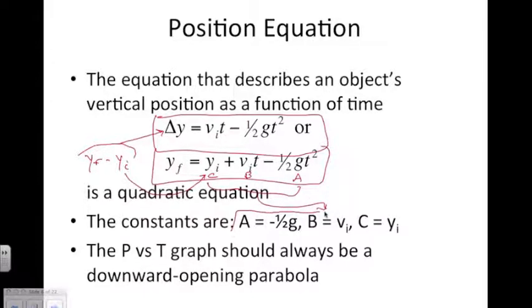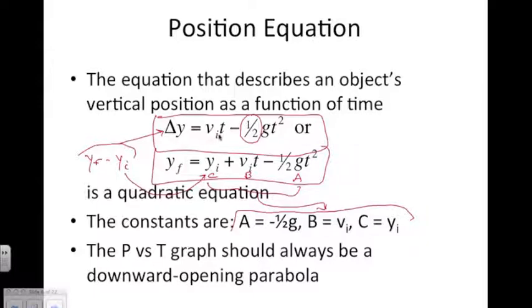Our constants, that is, sorry, the a value is going to be negative 1/2 g, because remember we have a 1/2 in front of our acceleration right here, and since the g is negative, it's negative 1/2 g.